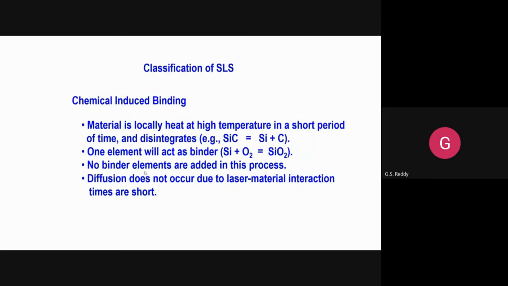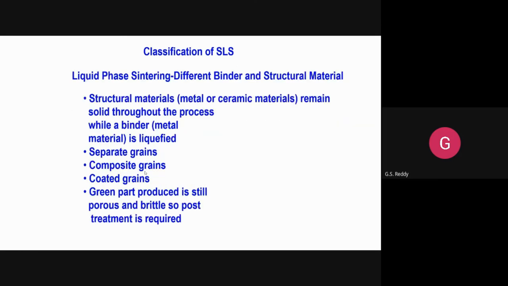In chemically induced bonding, the material is locally heated to a high temperature in a short period of time and disintegrates. Like silicon carbide disintegrating, dissociating into silicon and carbon, and silicon plus O2 combining to SiO2. No binder elements are added in this process. Diffusion does not occur due to laser material interaction. Times are very short, so it is not sufficient for diffusion to take place.